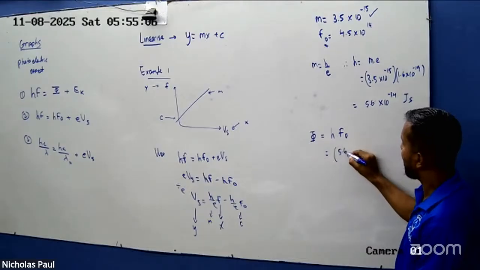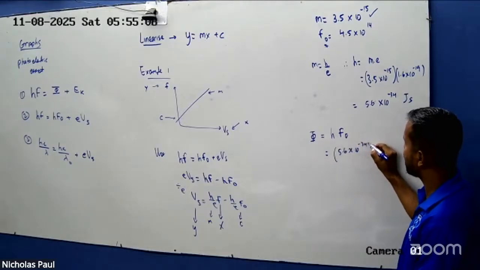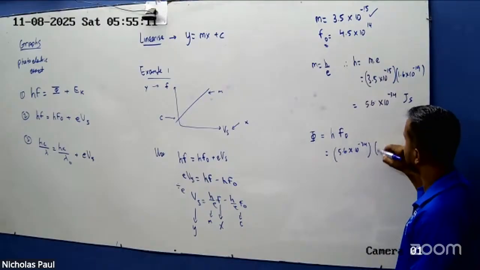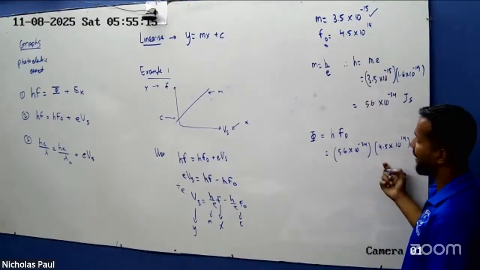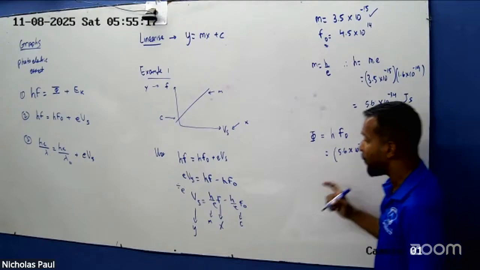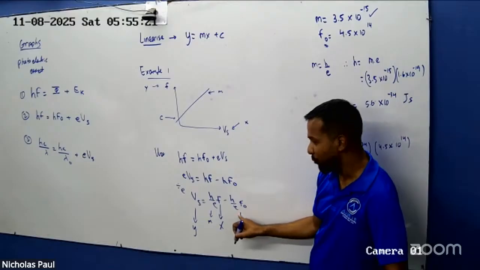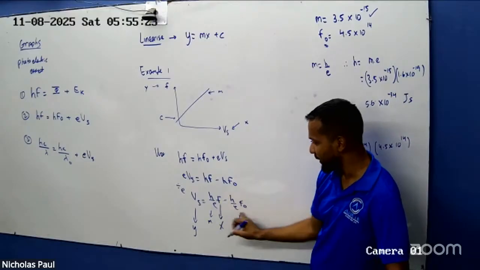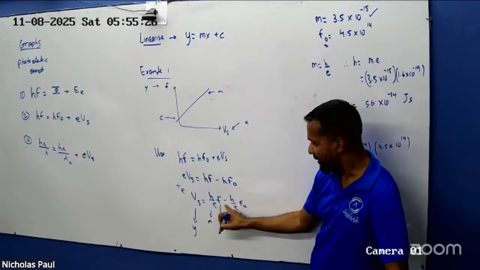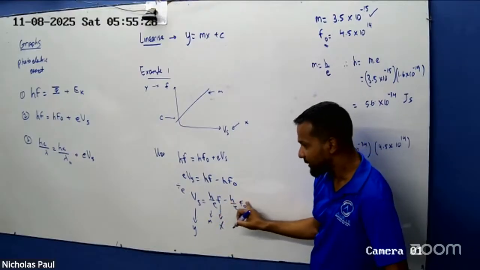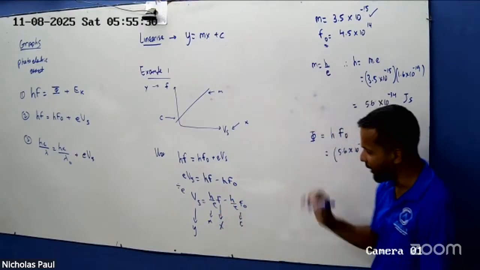So that's 5.6 by 10 to the minus 34 by F0. Because we do have a y-intercept, we had to do this. But if we got the y-intercept, we would have gotten it here. If you got your y-intercept, you would have gotten minus h F0 on e. And just get rid of the e and it's done.